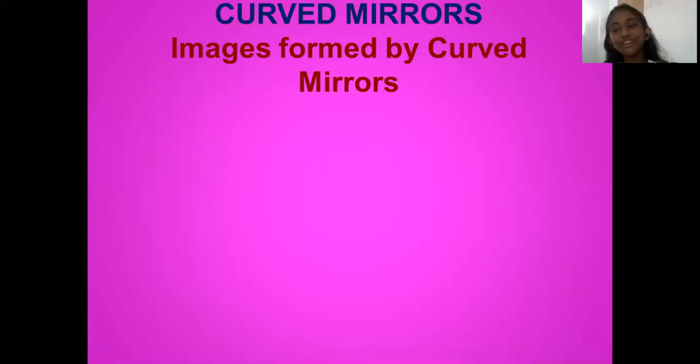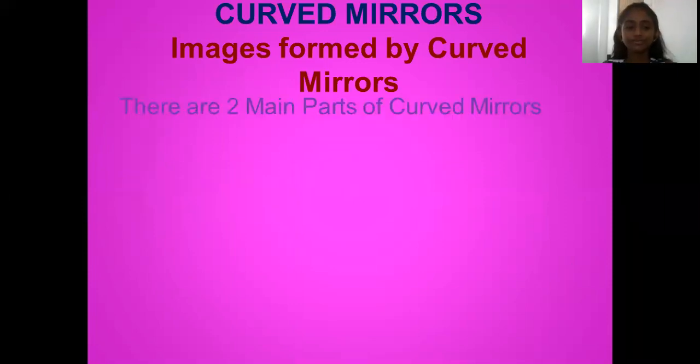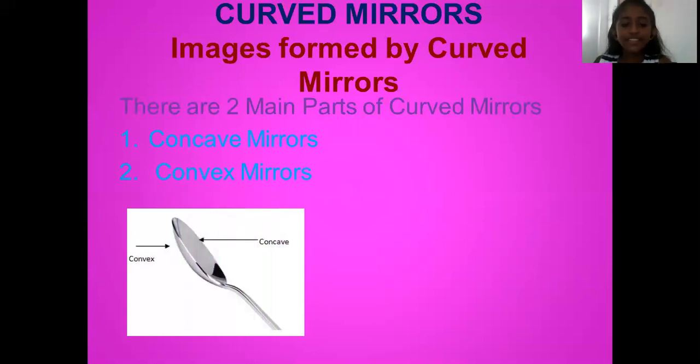Now, about curved mirrors. Let's see what are the images formed by curved mirrors. This is really, really simple. There are two main parts of curved mirrors. First one is concave mirrors and second one is convex mirrors. Convex is the outer side of a mirror. I mean, we can take a spoon as an example. So the outer side of a spoon is the convex part and the inner side, the curved part, is the concave part.